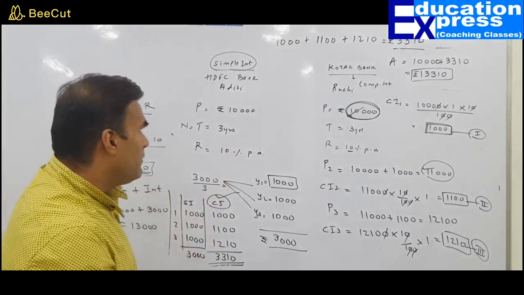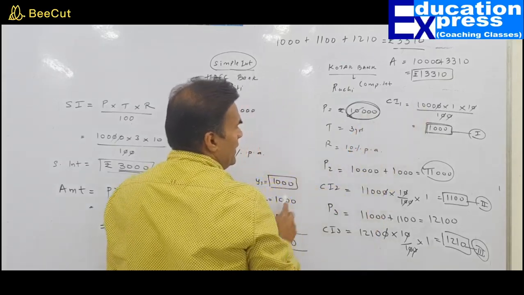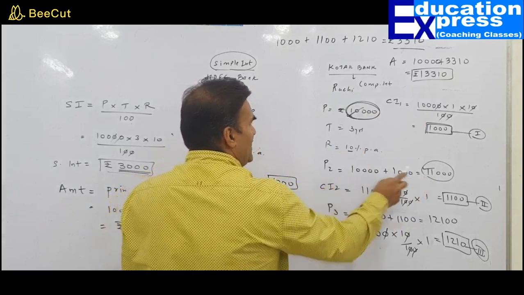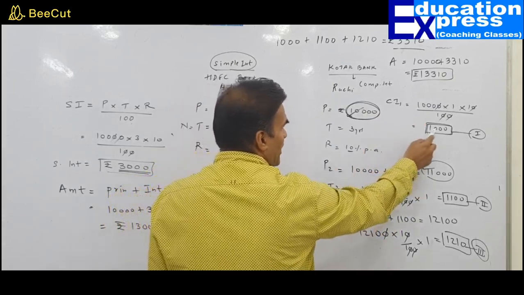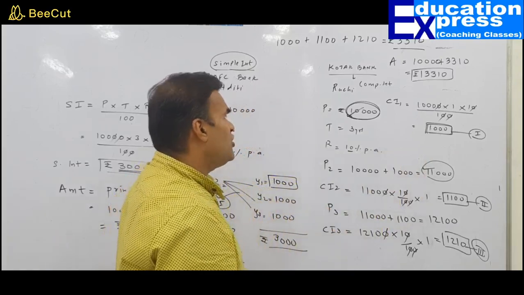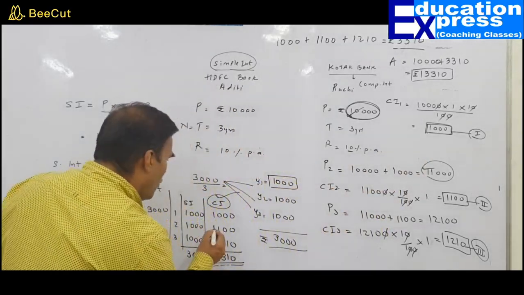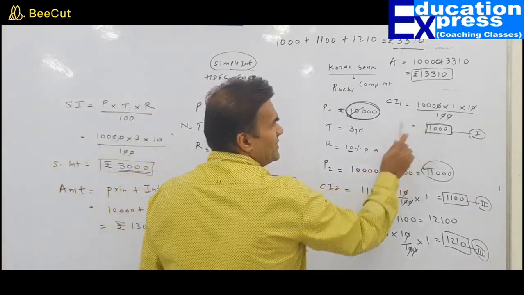Whereas in case of compound interest, I started with 10,000 for the first one. Then my principal got enhanced to 11,000. The enhancement or the incremental amount in the principal is because of the interest earned. In short, you are earning more interest over here because of this 1000 rupees.